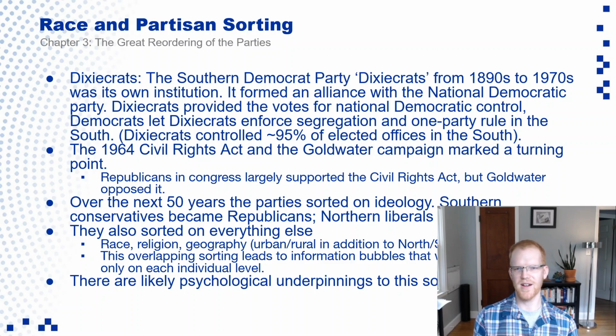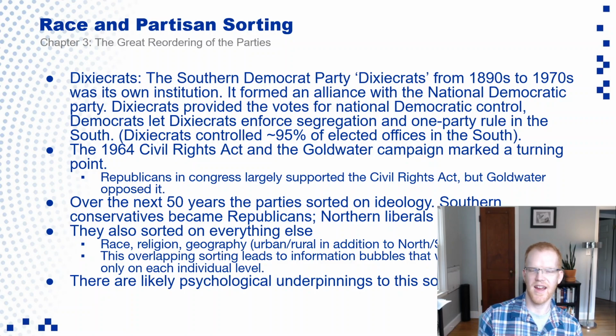Dixiecrats provided the votes for National Democratic control, and Democrats in exchange essentially made a deal saying, we will let you enforce segregation and one-party rule in the South. Dixiecrats during this time controlled like 95% of elected offices in the South. So I do mean one-party rule. And then Republicans were also split North and South. This is less a key part of our story, but we did have Northern Republicans who tended to be liberal and Southern Republicans who were more conservative. So essentially you have the two parties we know today, but split North and South.